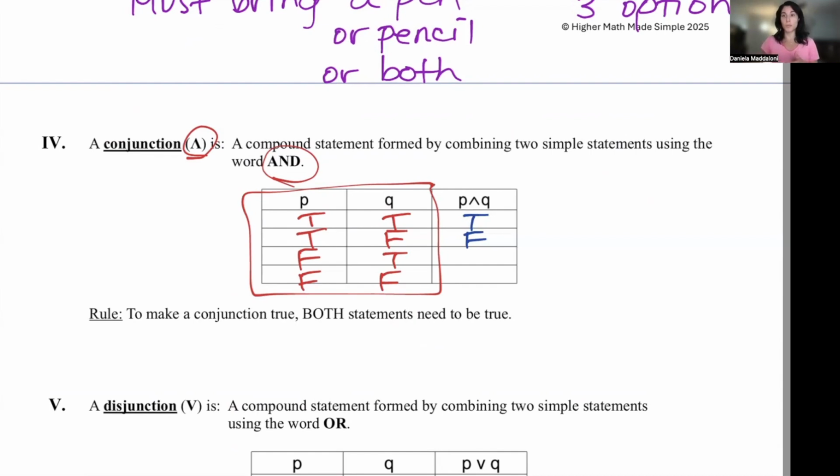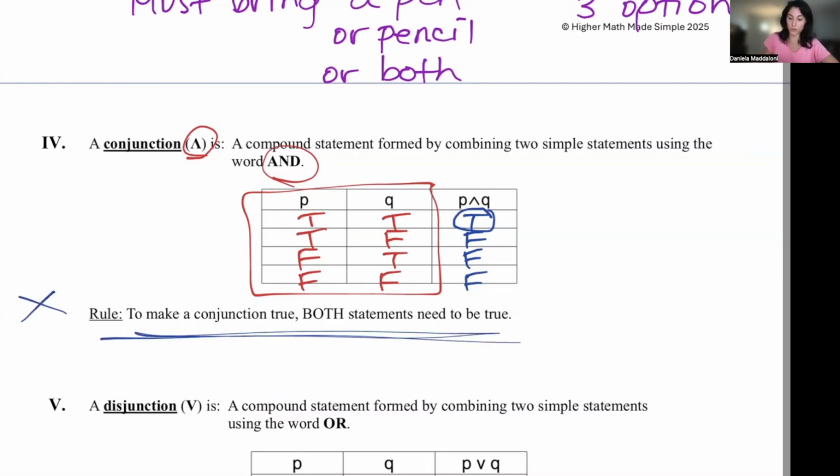The next one, you don't bring a pencil but you do bring a pen, right? That can't happen. And definitely the last one would be false, because you don't bring anything at all. So notice that the only scenario that would produce a true value is when both statements are true. It says that right here, and you do need to know that. So that's the rule: to make a conjunction true, both statements need to be true.